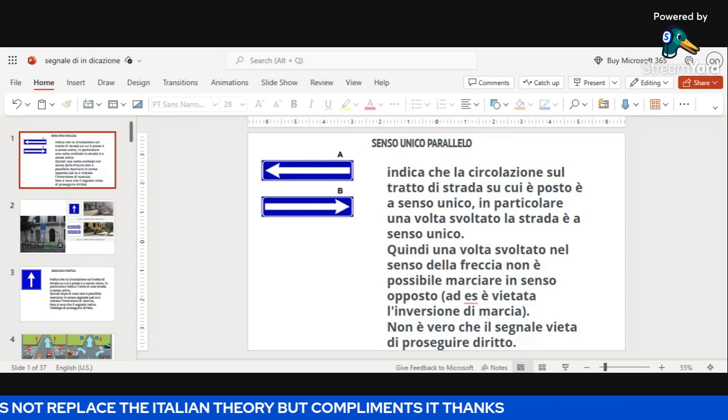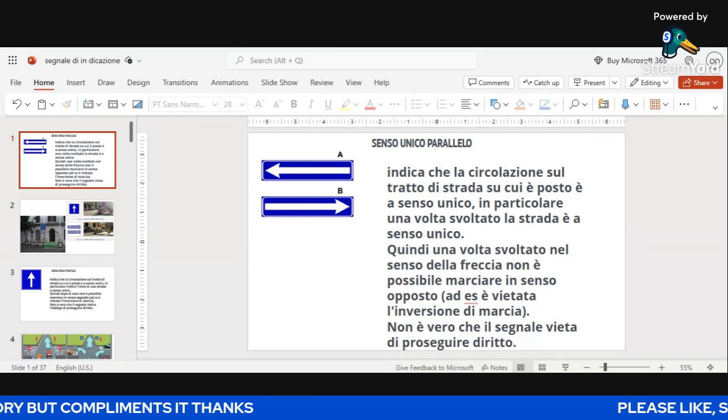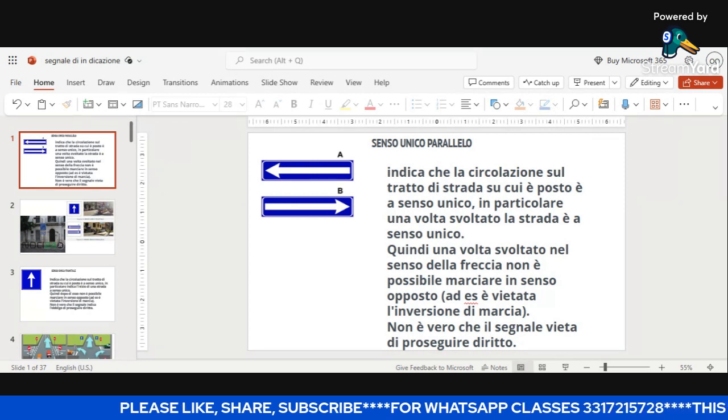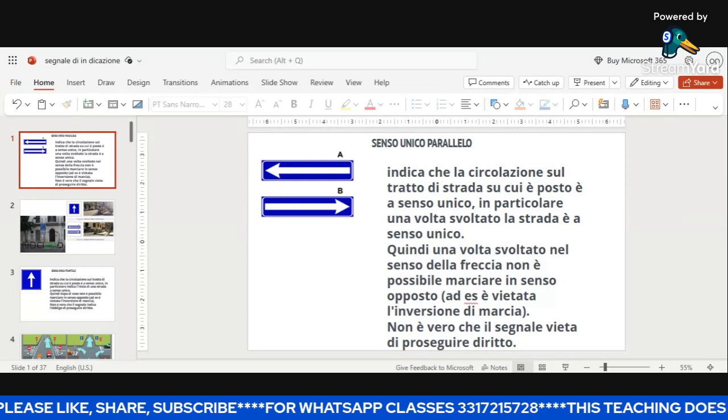All right, today we'll be dealing with Segnale di Indicazione. Congratulations, we are done with the semaphore signals and now we are in Segnale di Indicazione. So it is a plus for you if you have been following us from chapter 1 up to this stage. I say congratulations to you.